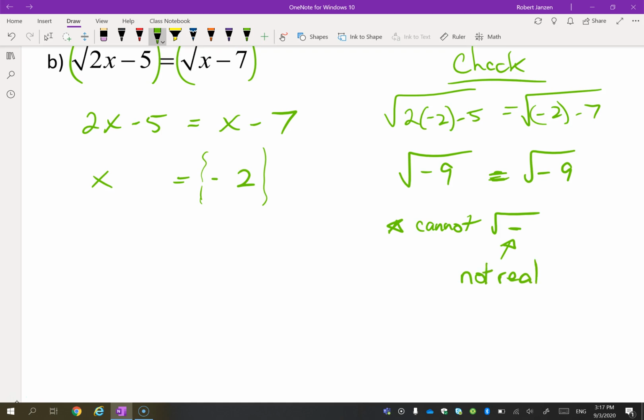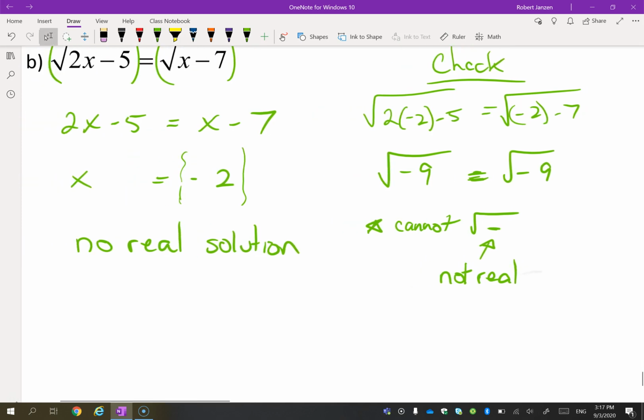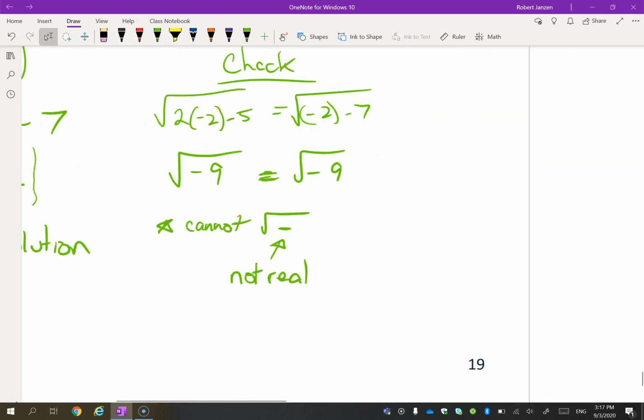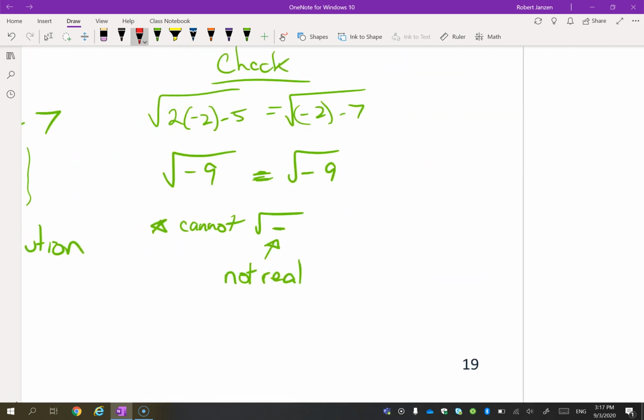Okay, so what we're going to say here is not that there's no solution. We're going to say that there's no real solution. The number that we have in here is not real. A negative in the root is actually going to give you what's called the imaginary number. Let me quickly show you what that looks like. You do not need to know how to do this.